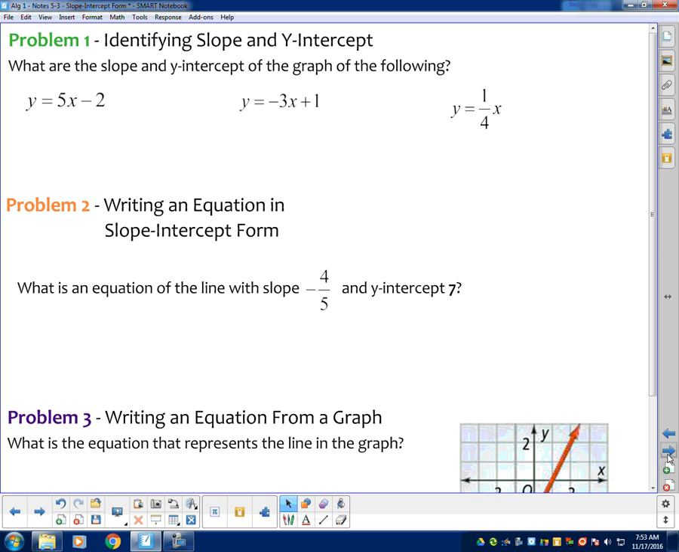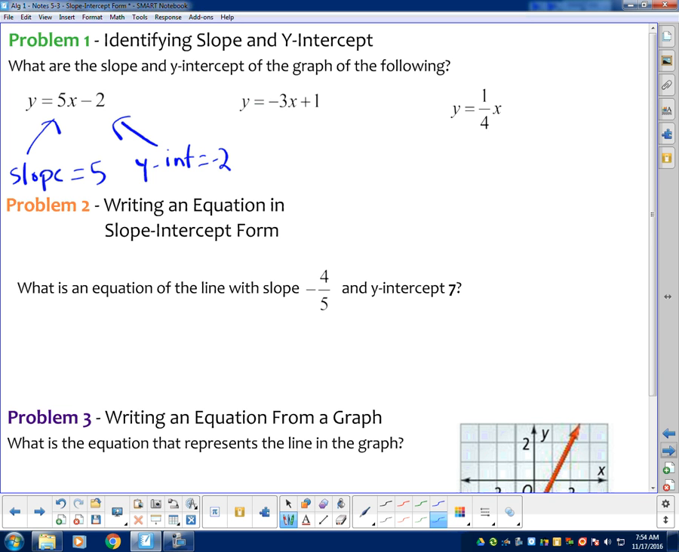Alright, let's look at some examples. We're just going to take some equations in slope-intercept form and identify the slope and the y-intercept. So the slope is always in place of m in that y equals mx plus b form. So it's the number in front of the x. It's right here, my slope is equal to 5, and my y-intercept is equal to negative 2.